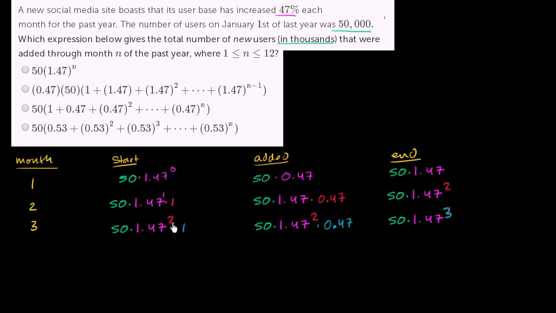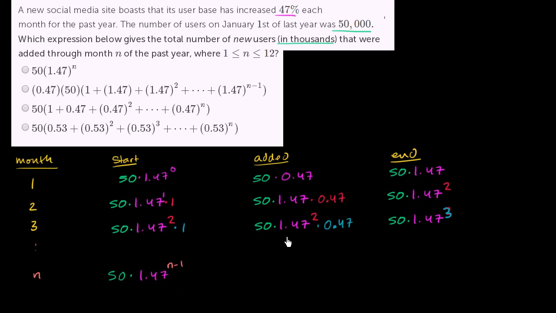Third month, you have the second power over here. So if we think about the nth month, this is going to be 50 times 1.47 to the n minus 1th power. N minus 1th power is what we're going to start the month with.